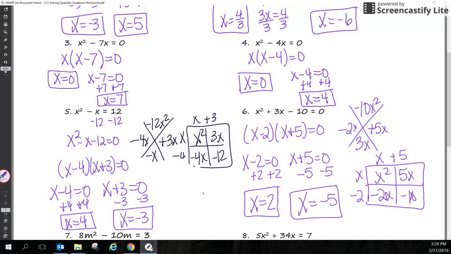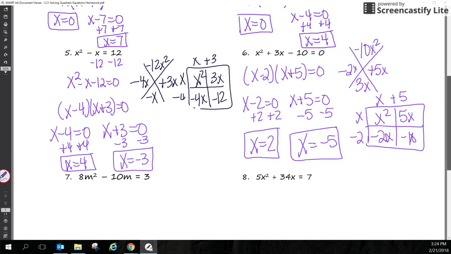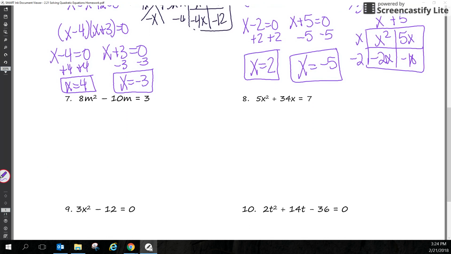All right, moving on to number 7. For number 7, first question, is it set equal to 0? It is not. So we're going to move the 3 over, and we get 8m squared minus 10m minus 3 equals 0. Now we need to factor this guy.